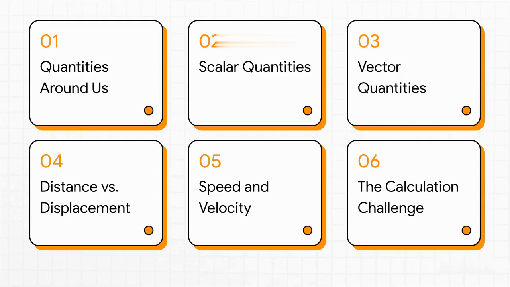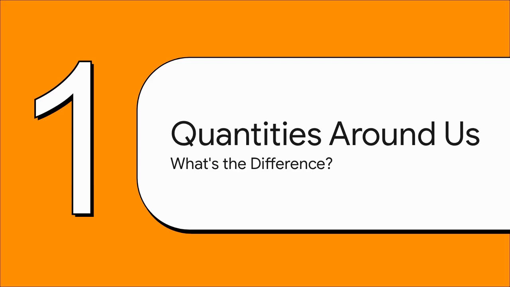Okay, so here's what we've got on tap. First, we'll look at the difference between quantities. Then we'll get into the two main types, scalar and vector. After that, we'll tackle some classic mix-ups, like distance versus displacement, and speed versus velocity. And we'll finish things off with a little challenge to see what you've learned. Sound good? Let's go.